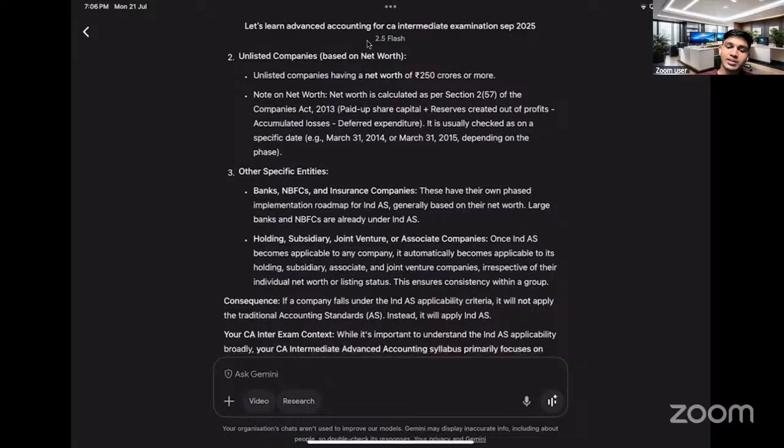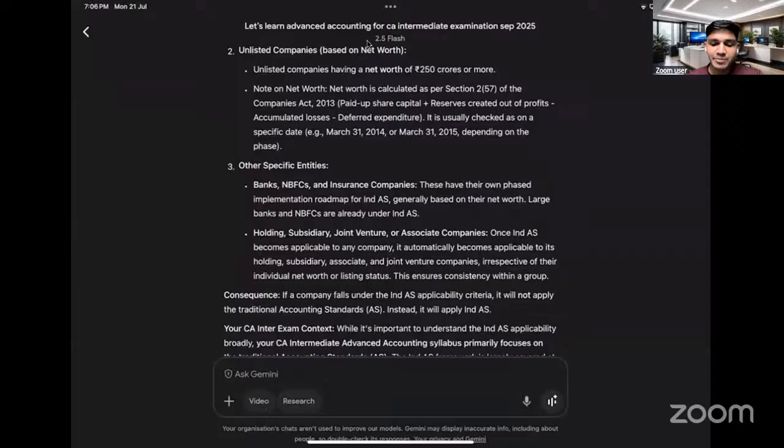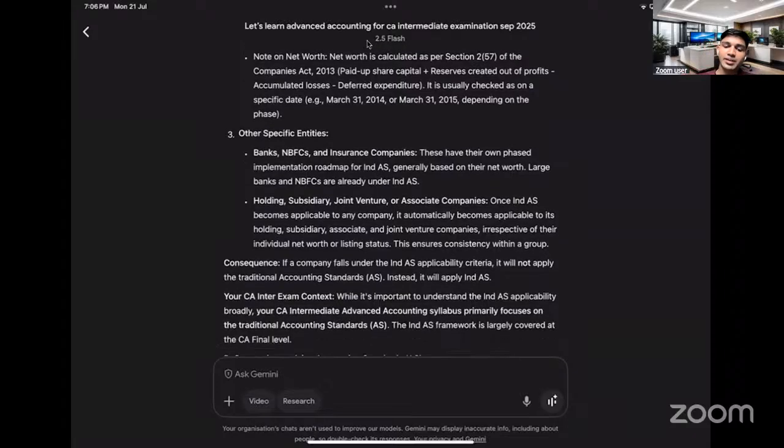Other specific entities: banks, NBFCs, insurance companies have their own phased implementation roadmap for Ind AS. Generally, based on their net worth, large banks and NBFCs are already under Ind AS. Holding, subsidiary, joint venture or associate companies: once Ind AS becomes applicable to any company, it automatically becomes applicable to its holding, subsidiary, associate and joint venture companies, irrespective of their individual net worth or listing status. This ensures consistency within a group.